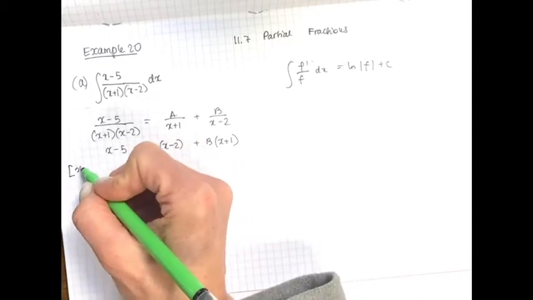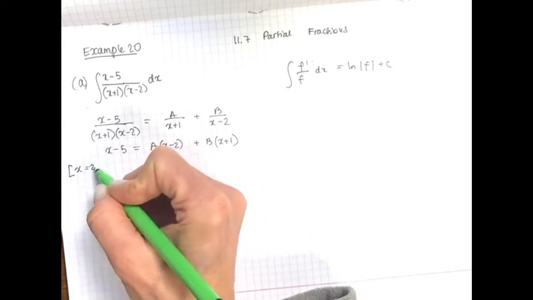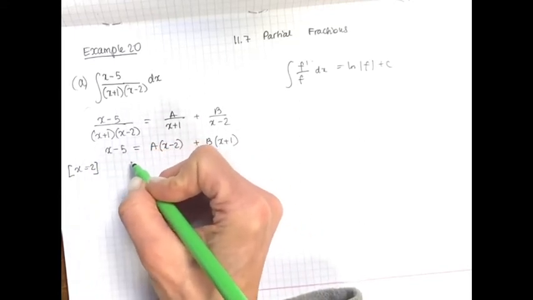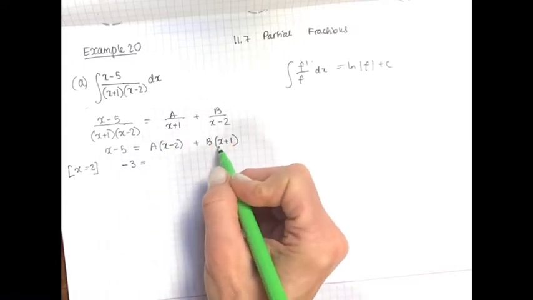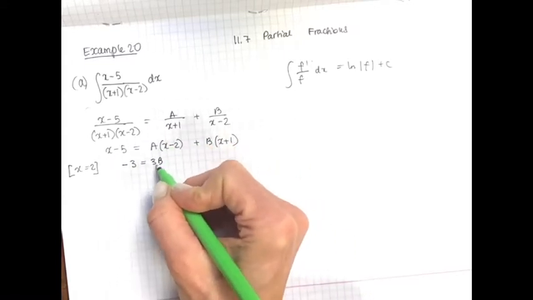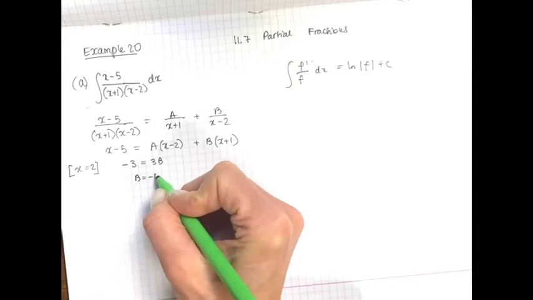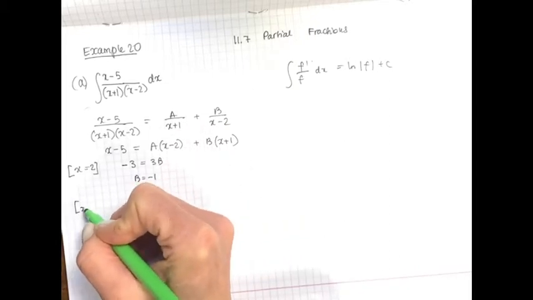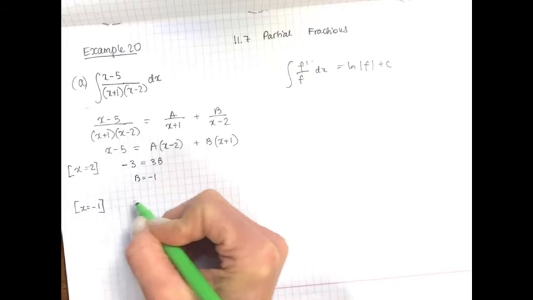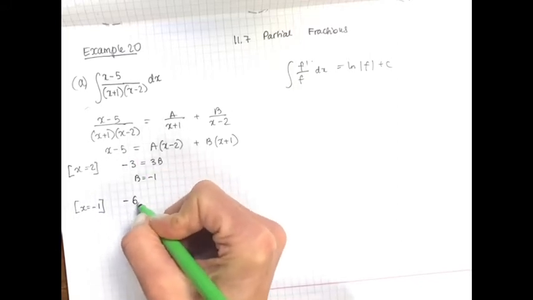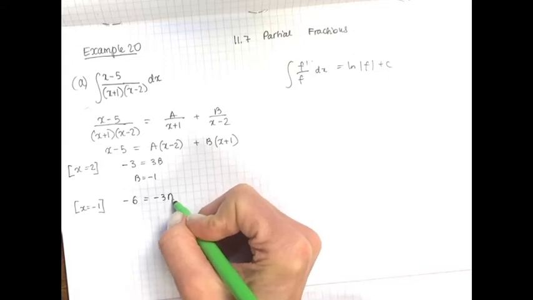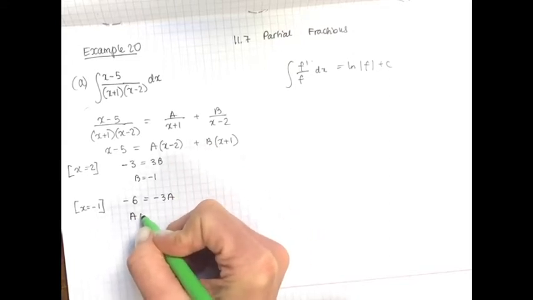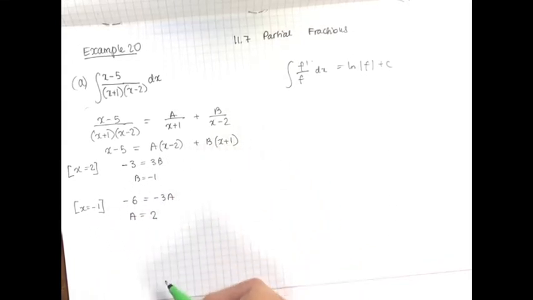Then we are going to find the values of a and b. We make x equal to 2 to begin with, so 2 minus 5, which is minus 3. The a term will disappear, and over here you've got 3b, so b is equal to minus 1. Let's substitute x equals minus 1. Over here you've got minus 6, and this is going to be minus 3a. So a is equal to 2, because the b term will go to 0.